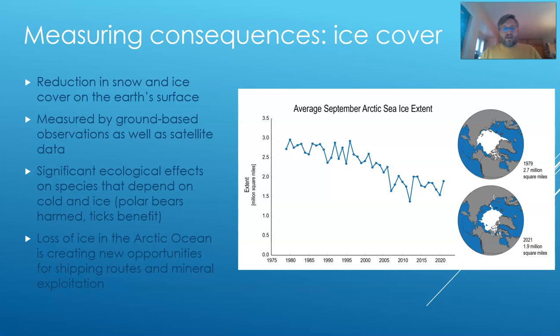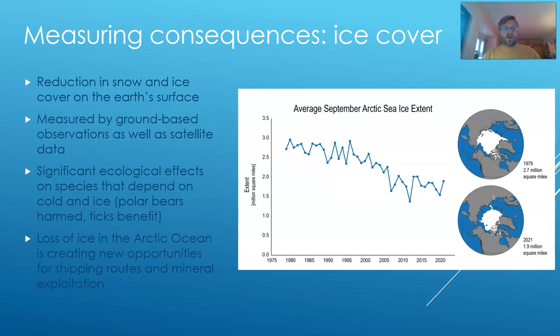So now let's look at how we can measure the consequences of climate change. So in order to do that, we're going to talk about what some of these consequences are, right? What are some of the things besides simply increased temperatures that we expect to see as a result of climate change, and how can we measure those things? So one pretty straightforward consequence is a reduction in snow and ice cover on the Earth's surface, right? If the Earth is warmer, there's going to be less snow and ice sticking around on the surface. And we can measure that by ground-based observations.